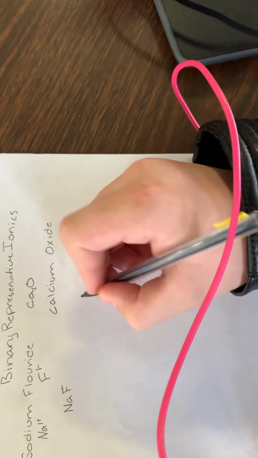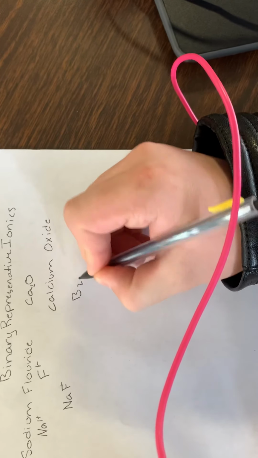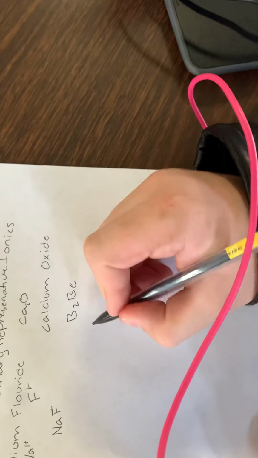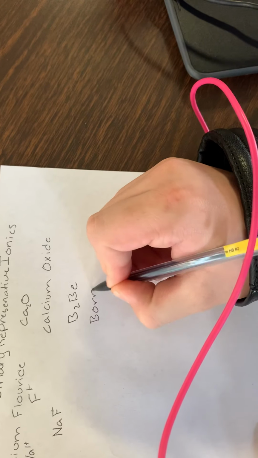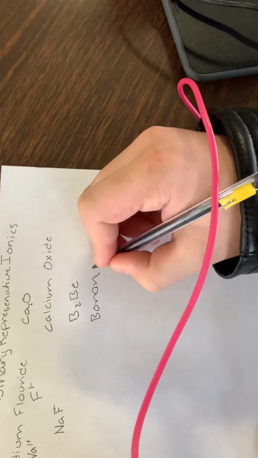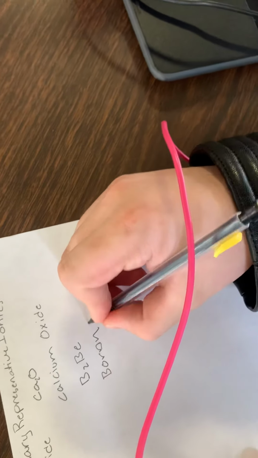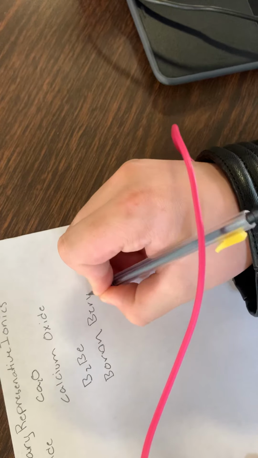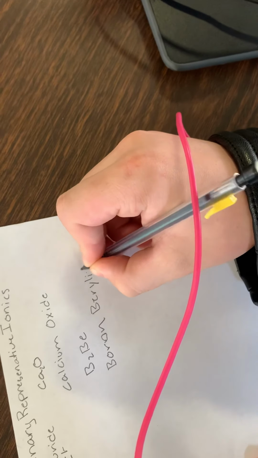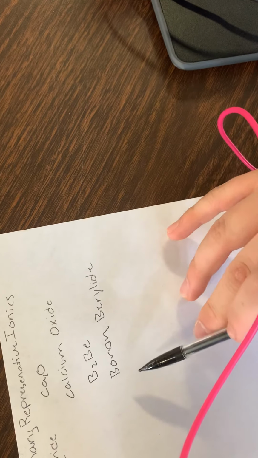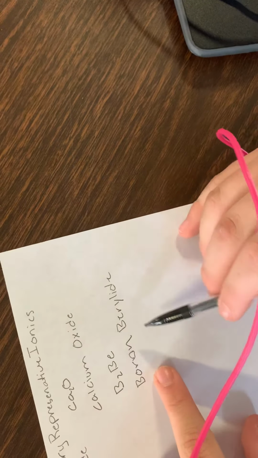I'll do one more example. Let's say we do B, that would be your boron. And what if we want to do Be? So it would be boron, and then Be is beryllium, but it would be beryllide because we are just changing the last couple letters to make sure that it just is changing the names of it.